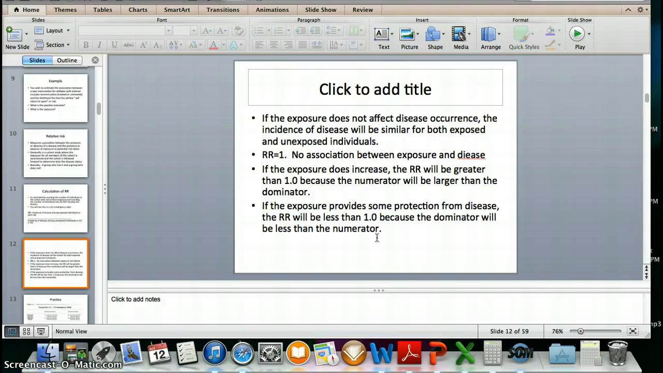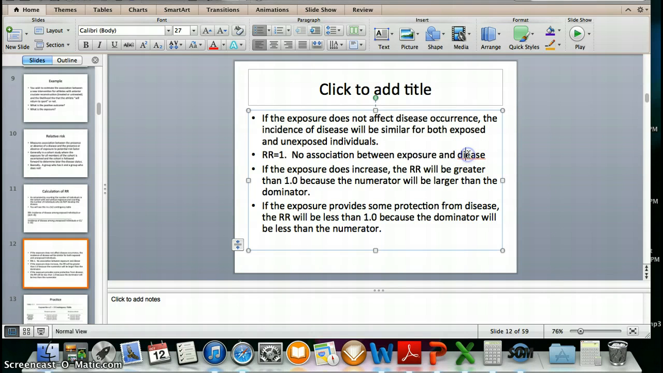If the exposure does not affect disease occurrence, the incidence of disease will be similar for both exposed and unexposed individuals. So if you see a relative risk that equals 1, there's no association between the exposure and the disease. If the exposure does increase risk, RR will be greater than 1 because the numerator will be larger than the denominator. And if this exposure provides some protection from disease, RR will be less than 1.0 because the denominator will be less than the numerator.